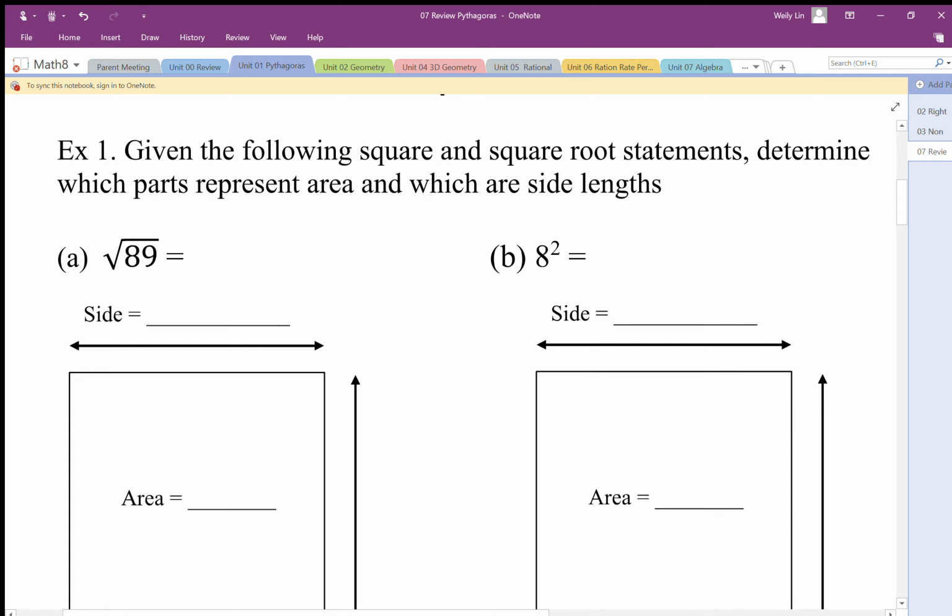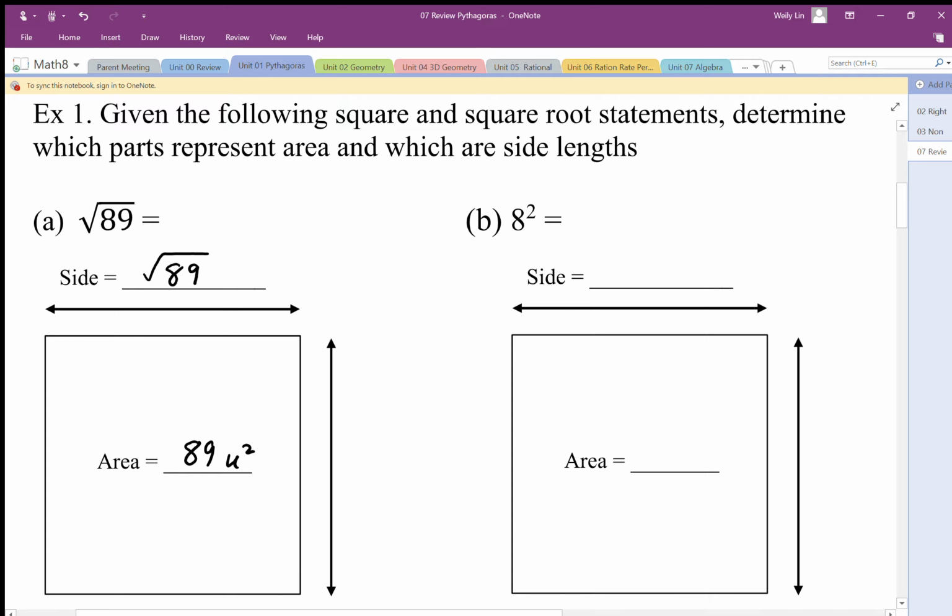So when we are squaring and square rooting, it's important to recognize which parts represent the side length and which parts represent the area. Square rooting gives a side length, but the inside, what we're square rooting, is area. So when I see this statement, square root 89, the area is 89 units squared. The side length works out to be square root 89, and the decimal value for that is going to be our side length.